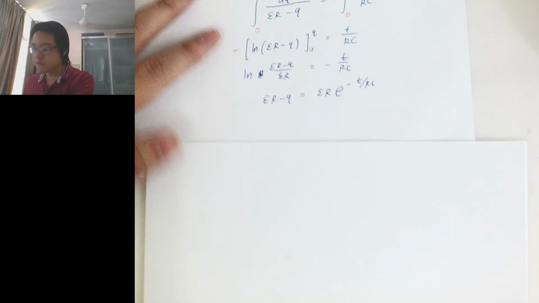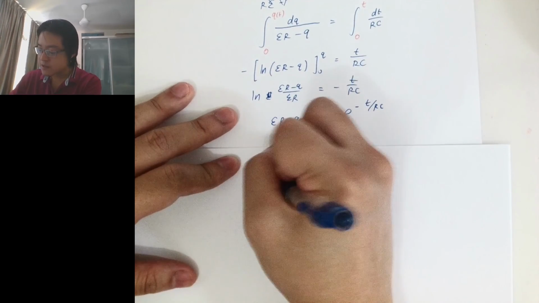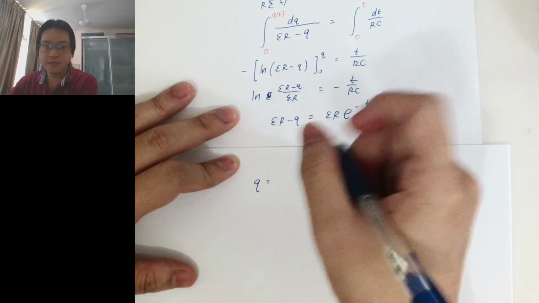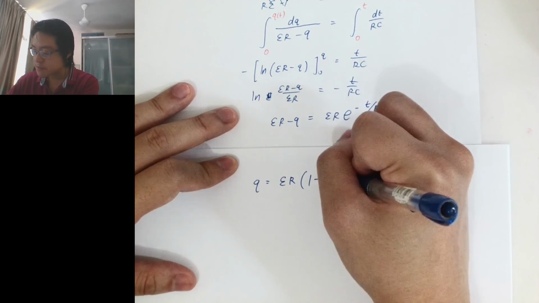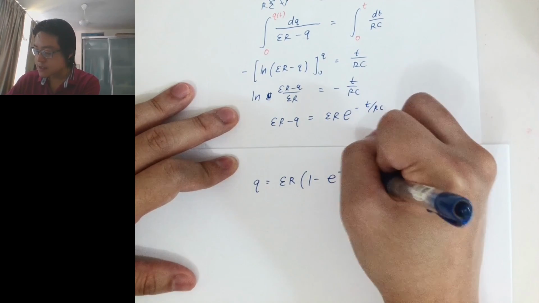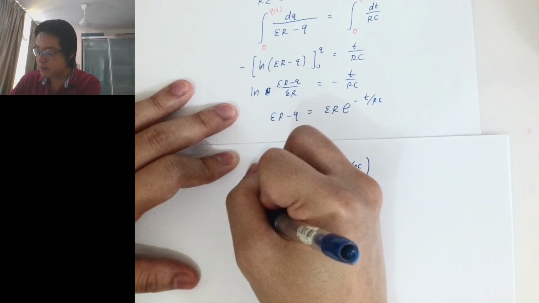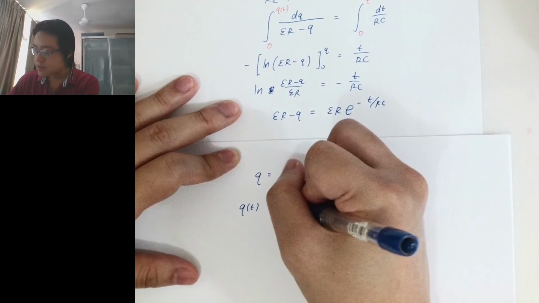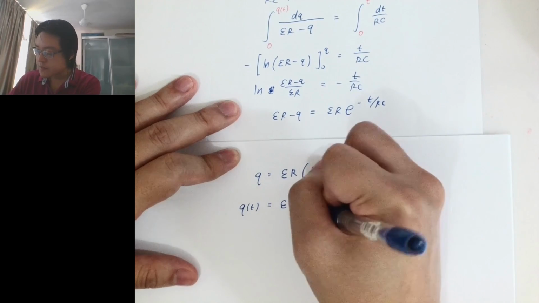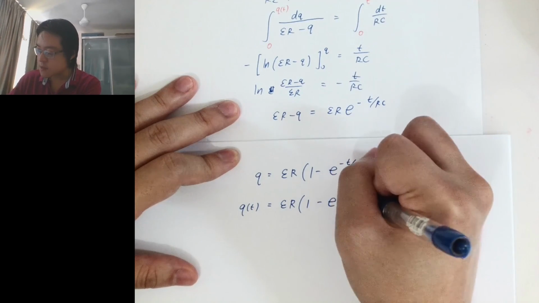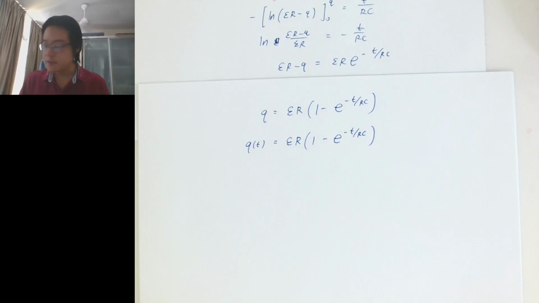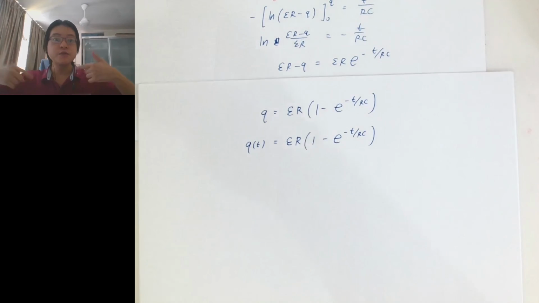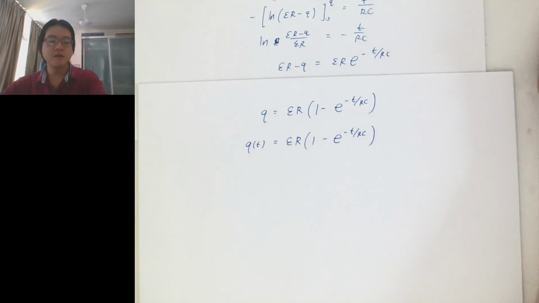I want to find Q. So I bring Q to the positive side, and then I bring this over, so I get ER, and then 1 minus exponential of minus t over RC. So I have finally found my function of Q. This is how the charge changes on the capacitor over time, right? This is the equation for Q over here, an equation for the capacitor charge during the process of charging.